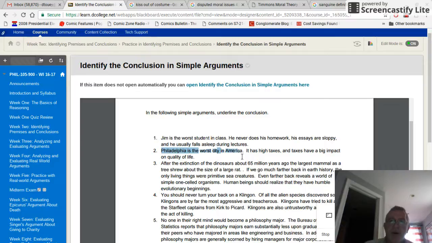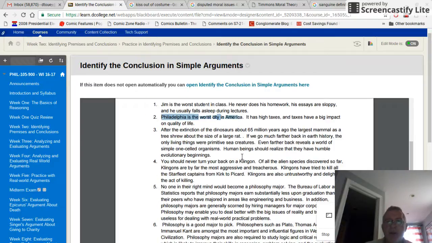Now, number 3 gets us into arguments which maybe are a little bit more complex, right? A little bit harder. It's not obvious, from a first reading, whether there is any argumentation here. After the extinction of the dinosaurs about 65 million years ago, the largest mammal was a tree shrew about the size of a large rat. If we go much further back in Earth history, the only living things were primitive sea creatures. Even farther back reveals a world of simple one-celled organisms. Human beings should realize that they have humble evolutionary beginnings.